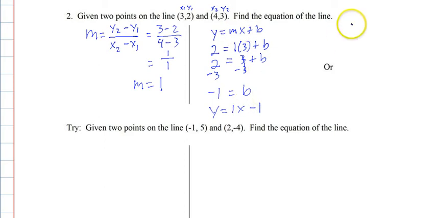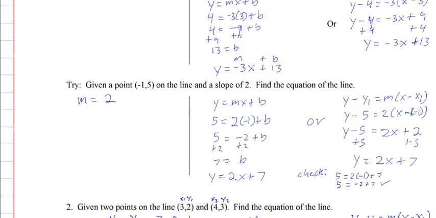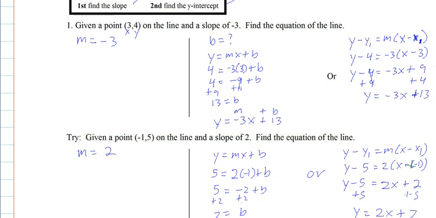Or we use the other formula. So that's y minus 2, and our slope we found was 1, and then x minus 3. So y minus 2, x minus 3, add the 2 over, and there it is. Exact same equation. So that's it. If you don't know the slope, you use the slope formula, it'll give you the slope, and then we do exactly the same. So finding the y-intercept, or the equation of the line, on part 2, is always the same.